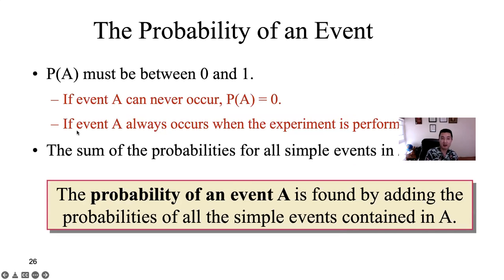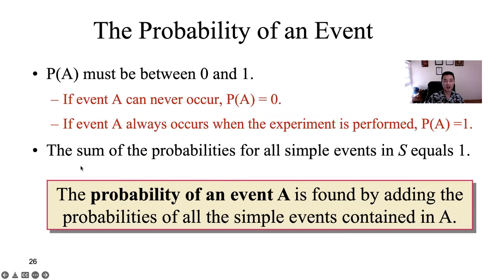Because it is a probability, probability is a number between 0 and 1. So 0 means zero chance A will occur. 1 means 100%, every time event A will occur. So it must be between 0 and 1, inclusive. And the sum of the probabilities of all simple events in S, the sample space, of course equals 100%. All the possible outcomes, the probabilities added together, is 100%.